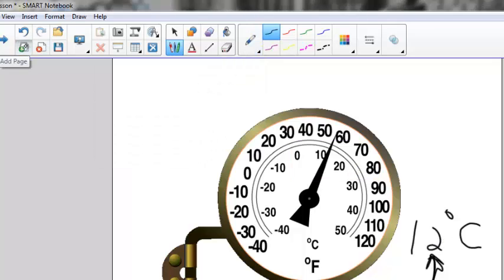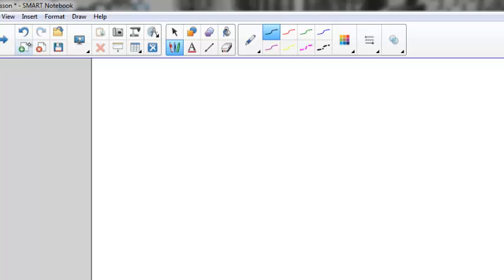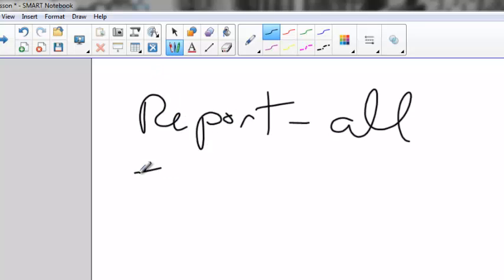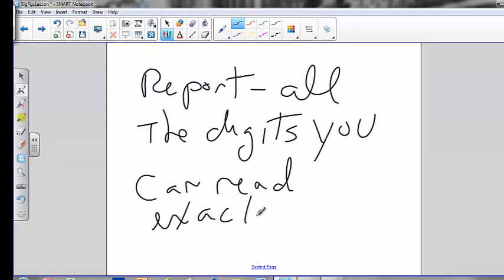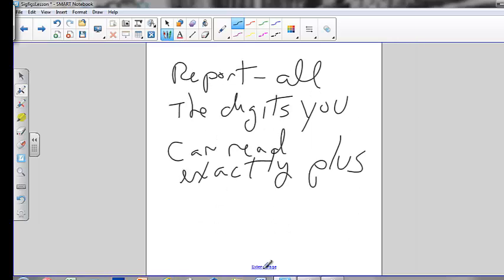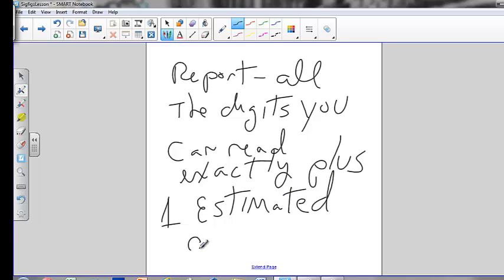So let's make a rule here. The rule is when you're reading some instrument, you want to report all the digits you can read exactly plus one estimated digit. Only one estimated digit. That's it. One estimated digit.